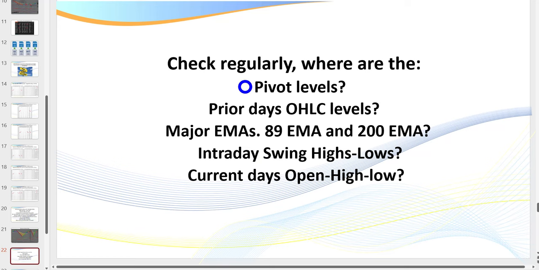As I mentioned, most indicators are predicated upon price action already plotting. These are predictive indicators. Why? Because so many of us trade into these levels, we know that they become a self-fulfilling prophecy. So we've got pivot levels, the prior day's open, high, low, and close levels, the 89 and 200 EMAs, especially on your anchor chart. It's very powerful.